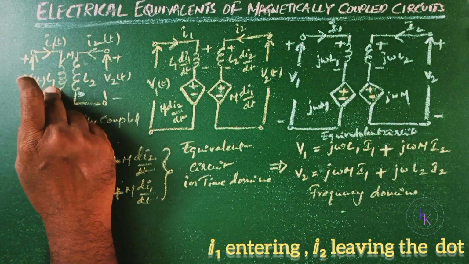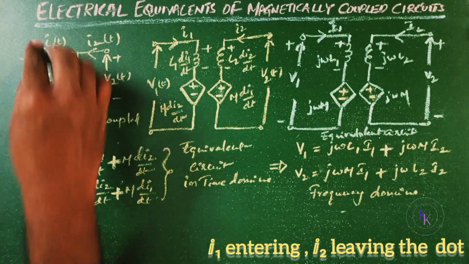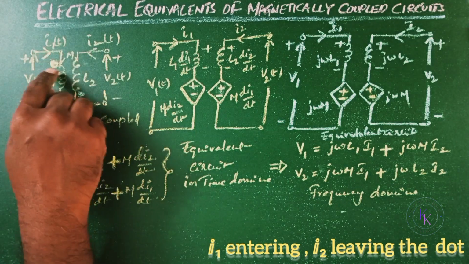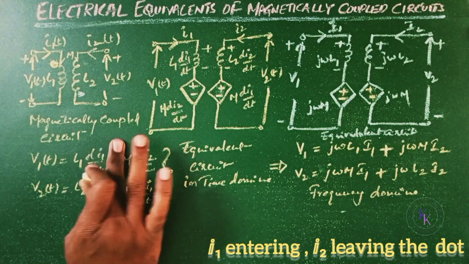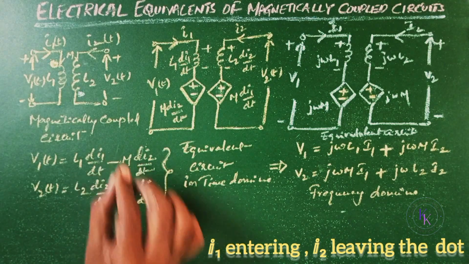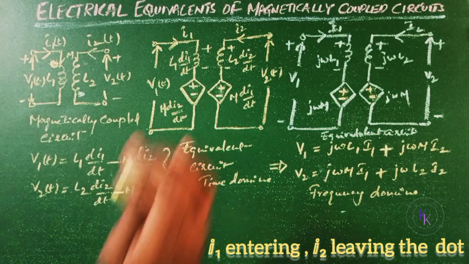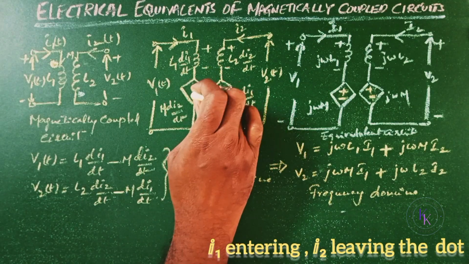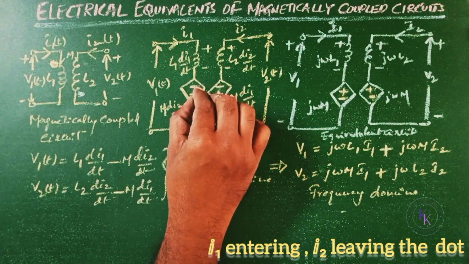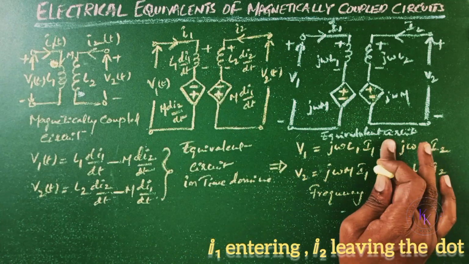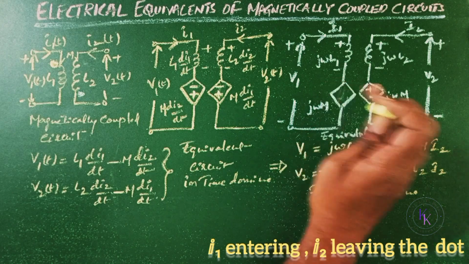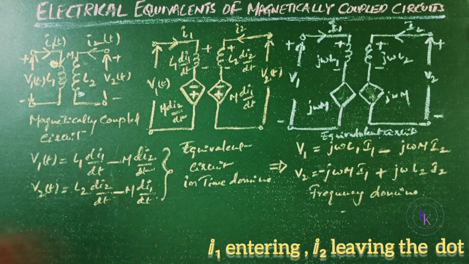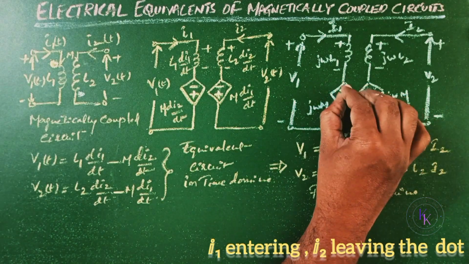Now this dot is shifted from here to the main position. I1 is entering the dot, I2 is leaving the dot. Then mutual flux is negative, so in the loop equations, M will become negative. Then in the equivalent circuit, the polarities of the mutual flux change. You can see negative, positive, negative, positive. In the frequency domain equations, the mutual flux part will become negative. Here also it will become negative. The polarities of this equivalent circuit also change to negative, positive.